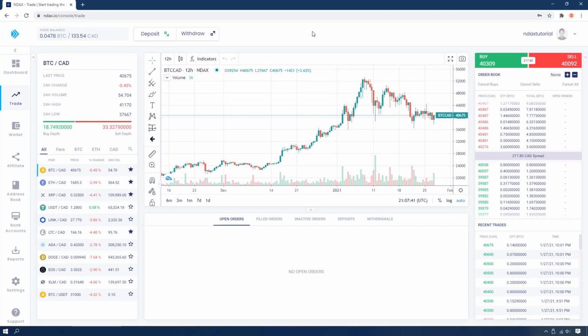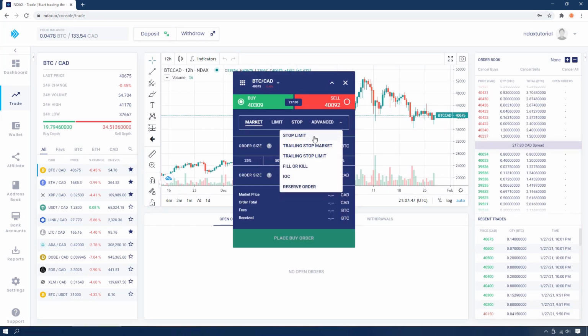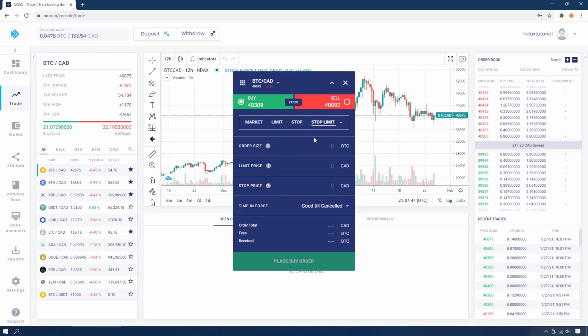Now let's see how to set this up. On the trade window, click Buy, then click Advanced, then choose Stop Limit to set up a stop limit order. Then set how much you want to buy, the trigger price at which to start buying, and the limit at which to keep buying. So the order will fill when the price is in this range.